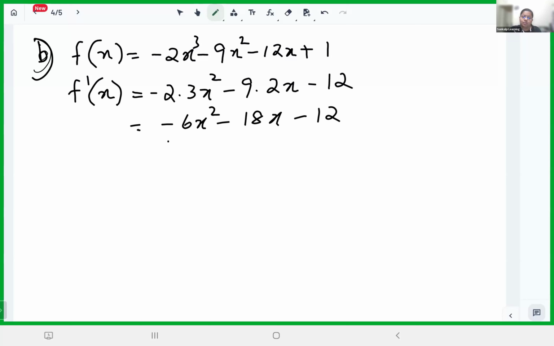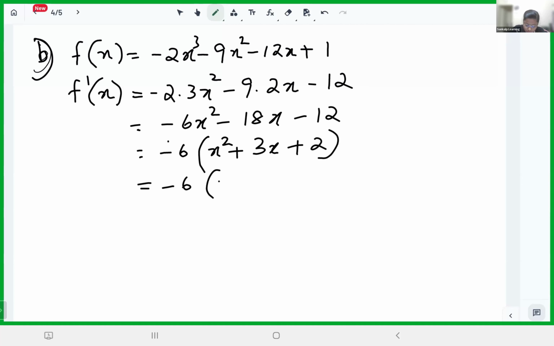Now, you can take minus 6 outside. Minus 6 is common in all the three terms, so we can take minus 6 outside. So this will become minus 6 into x square plus 3x plus 2. Now you factorize it, x square plus 3x plus 2. What will be its factorization? Minus 6 into x plus 2 into x plus 1. So 2 plus 1 is 3 and 2 into 1 is 2.